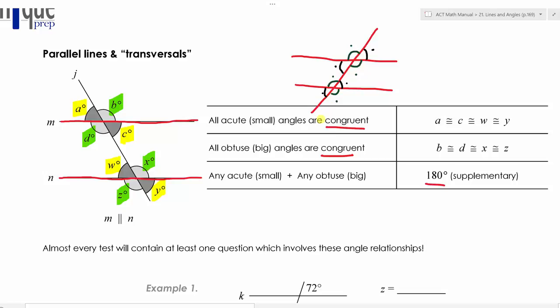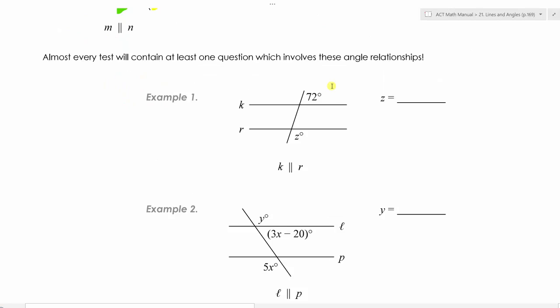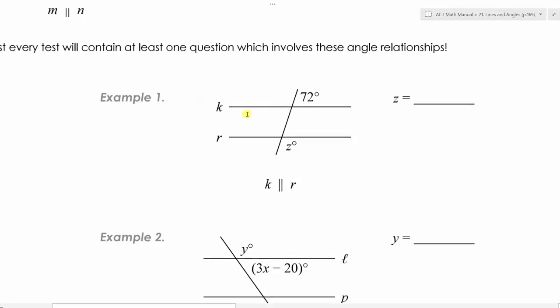As long as you remember the rule about big angles and small angles, you should be okay on most of the simpler and maybe medium parallel line questions. The tougher ones, which we're going to see some examples of in a moment, will require a little bit deeper knowledge. So examples 1 and 2, I would go ahead and do these right now on your own and then come back and join us. In example 1, we have 2 parallel lines and a transversal.